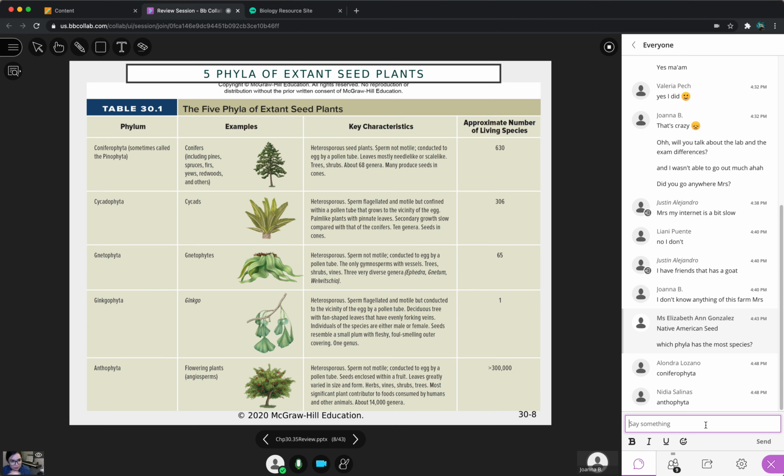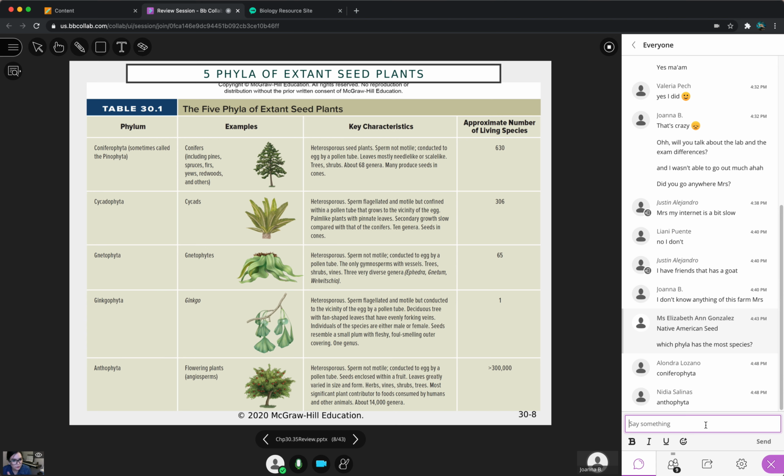Grass. Typically we cut grass so we don't really see the flower, but if you were to let grass grow, you'd be able to see the flower. Olive trees have flowers. There's so many types of flowering plants. So that's the one that has the most species from seeded plants.